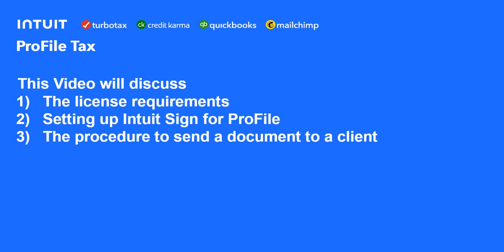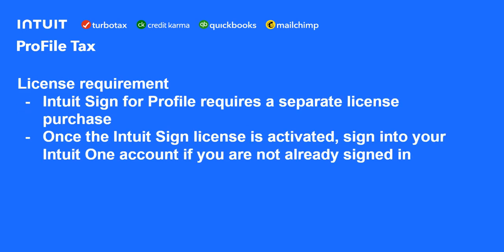This video will discuss the licensing requirement, setting up Intuit Sign for ProFile, and then the procedure to send a document to a client. Mention here that you have to activate the separate eSign purchased license and then log into your Intuit One account. No order is required here. You just have to do both of these before you can prepare a document to send to a client.